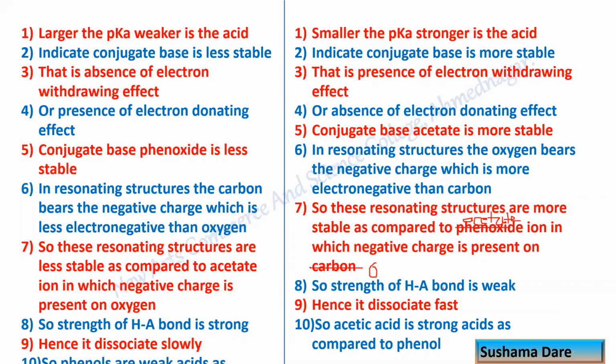So the strength of the H-A bond is weak over here, hence it dissociates fast. Therefore, it is a strong acid as compared to this. So acetic acid is a strong acid as compared to phenol.